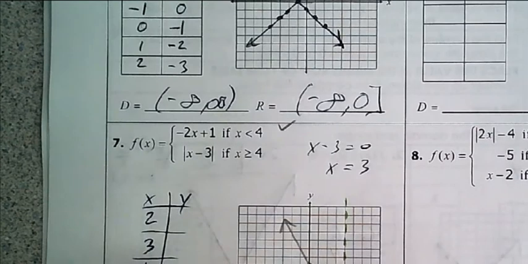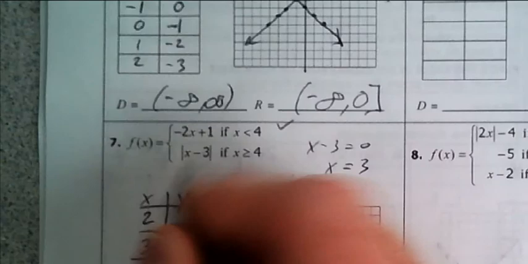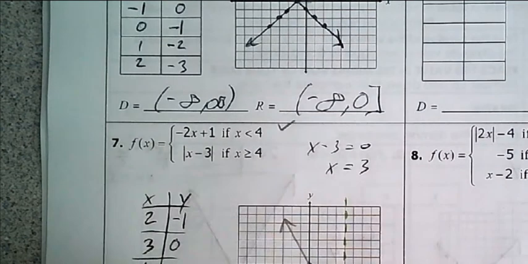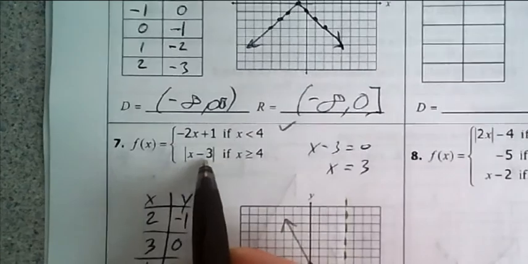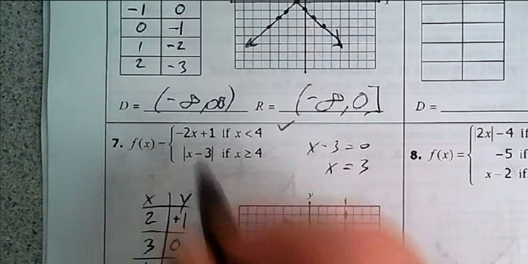So 2 minus 3 is? 2 minus 3 is negative 1. And then 3 minus 3 is? 0. And then 4 minus 3 is? 1. We had negative 1, but what should it really be? 1. It should be positive 1, because the absolute value of negative 1 is 1.